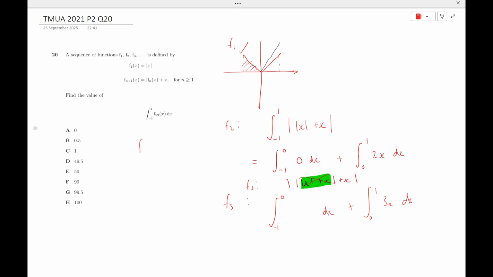So if we think about f99, the integral between -1 and 1, the right-hand side is going to be like this, where we're going to have 1. This is going to be 99, so that area is going to be 1 times 99 divided by 2, 49.5. And on the left-hand side, because it's an odd number, we're going to essentially have this mod x here. The left-hand side is then just going to be this, which is 0.5. And we end up overall with 50, which is E.